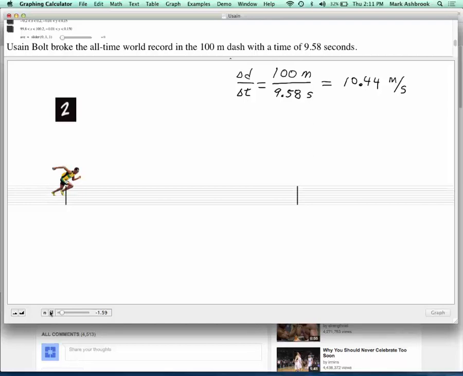So how often did he ever go 10.44 meters per second? Maybe one or two different moments, right? But most of the time, by far, he was not going 10.44 meters per second. So what is this number? Average. Okay, so what is that? Add up the speeds and divide by the number of speeds? No. How many speeds did he run? He went an infinite number of speeds. So we can't add up the speeds and divide by an infinite number of speeds.